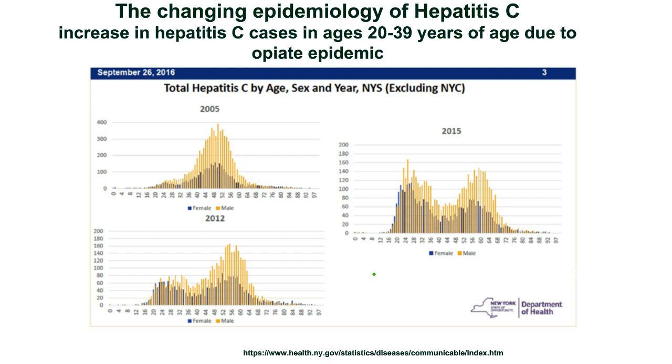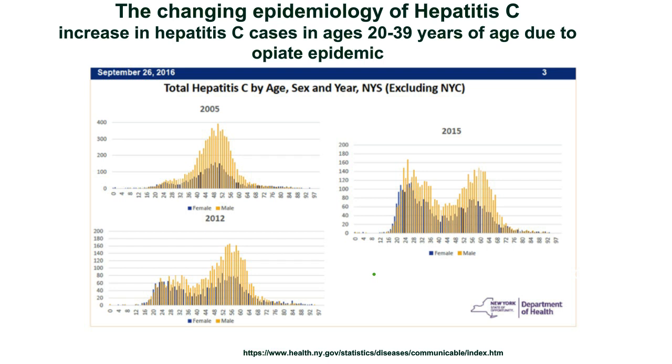And you can see here this data, which comes from the state of New York, looks at total hepatitis C by age, gender, and year, and excludes New York City. But you can see in 2005 that the state of New York has a prevalence very similar to what the CDC had identified with this peak here.